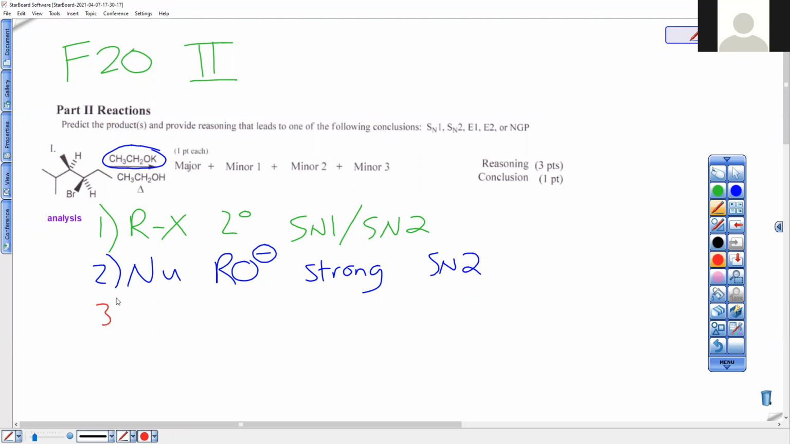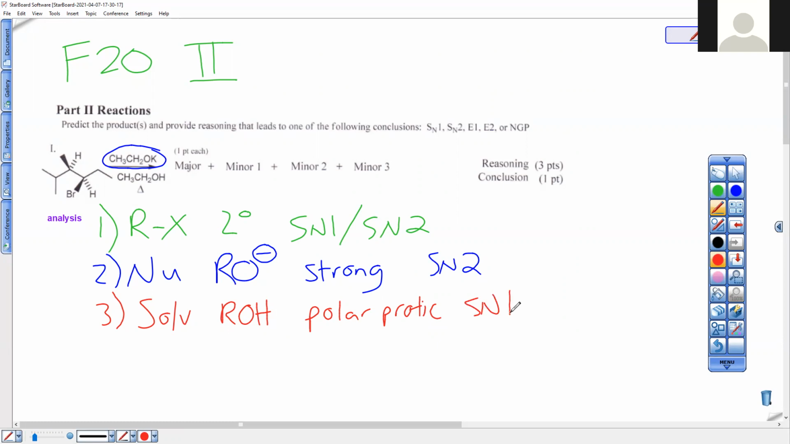Don't skip any steps in the analysis. I need 3 steps for 3 points. If you go ahead and make a conclusion based on any of the earlier steps and stop your analysis, you're just throwing away points. Solvent, ROH. This ethanol is a solvent that can hydrogen bond. We call those polar protic. It's SN1.